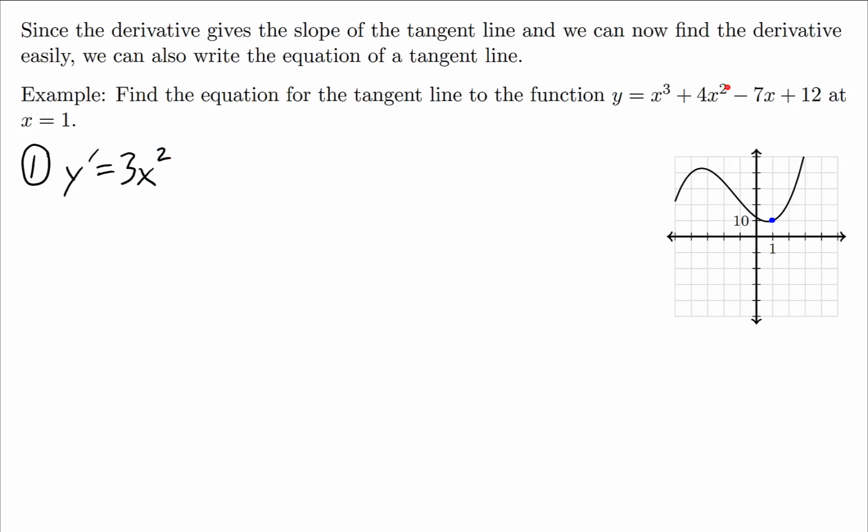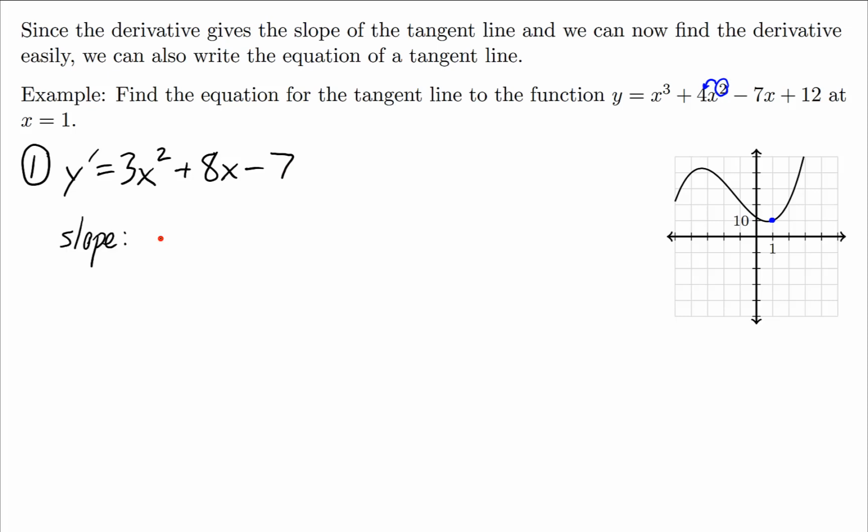Now I want to go ahead and mention the shortcut. We're going to bring the 2 to the front, but when I bring the 2 to the front, I'm going to go ahead and do 4 times 2 is 8. Then when I subtract 1 from my power, I just have x. The minus 7x, like I said, any number times x will just leave the number. And the plus 12, that's a constant, so it's just going to go away.